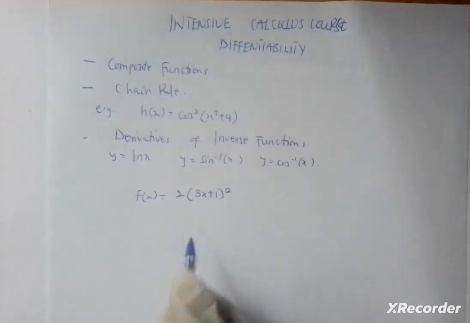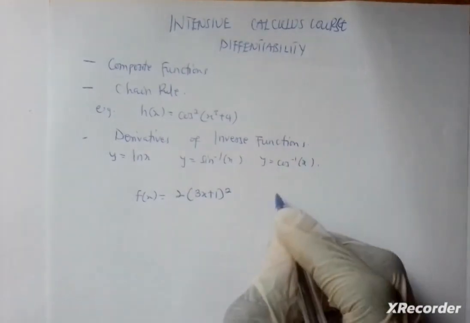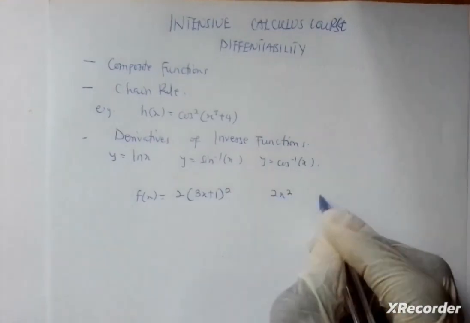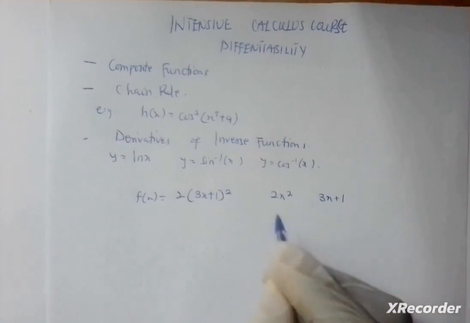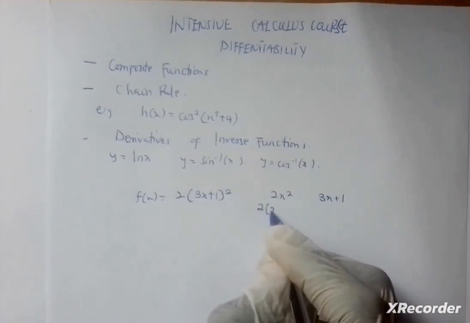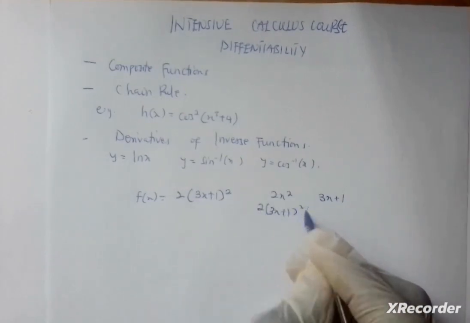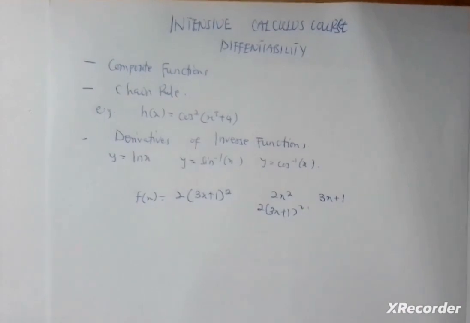Why? I can get two different functions from this. I can get a function like 2x squared and a function like 3x plus 1. So if I replace this x with 3x plus 1, I'm going to get 2 open brackets 3x plus 1 all squared. That makes it a composite function, a function within another function.